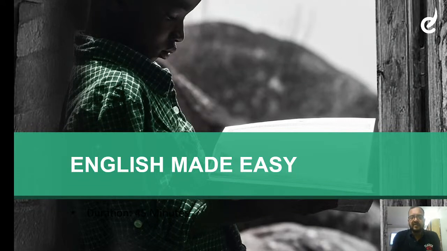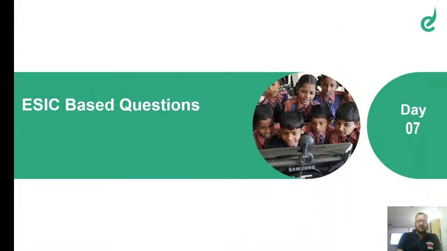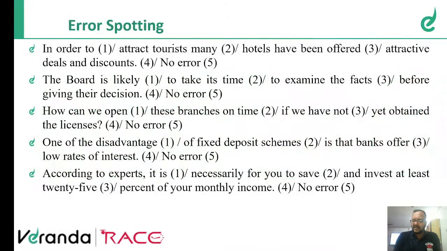Today's session will be about ESIC questions, 25 questions in rapid fire mode. Rapid fire mode means we'll do it very fast, to tell you how to improve your speed while solving English questions. So let us start the session. First is error spotting, 5 questions. Let us solve these questions.